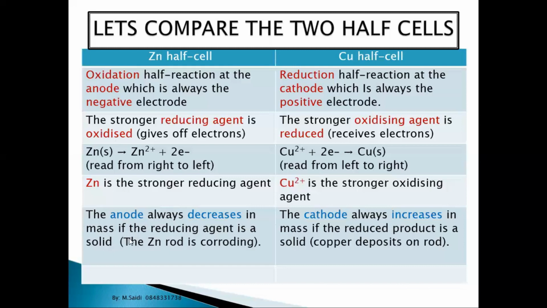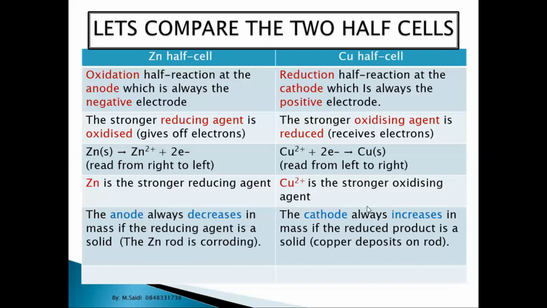Then we are saying that the anode always decreases in mass if the reducing agent is solid. I've tried to explain that if you look at zinc, because zinc is dissolving into the solution, then the mass must be reducing as long as this electrode is a solid. So it means that it keeps on reducing in size. It is corroded. Yeah. It starts to disappear.